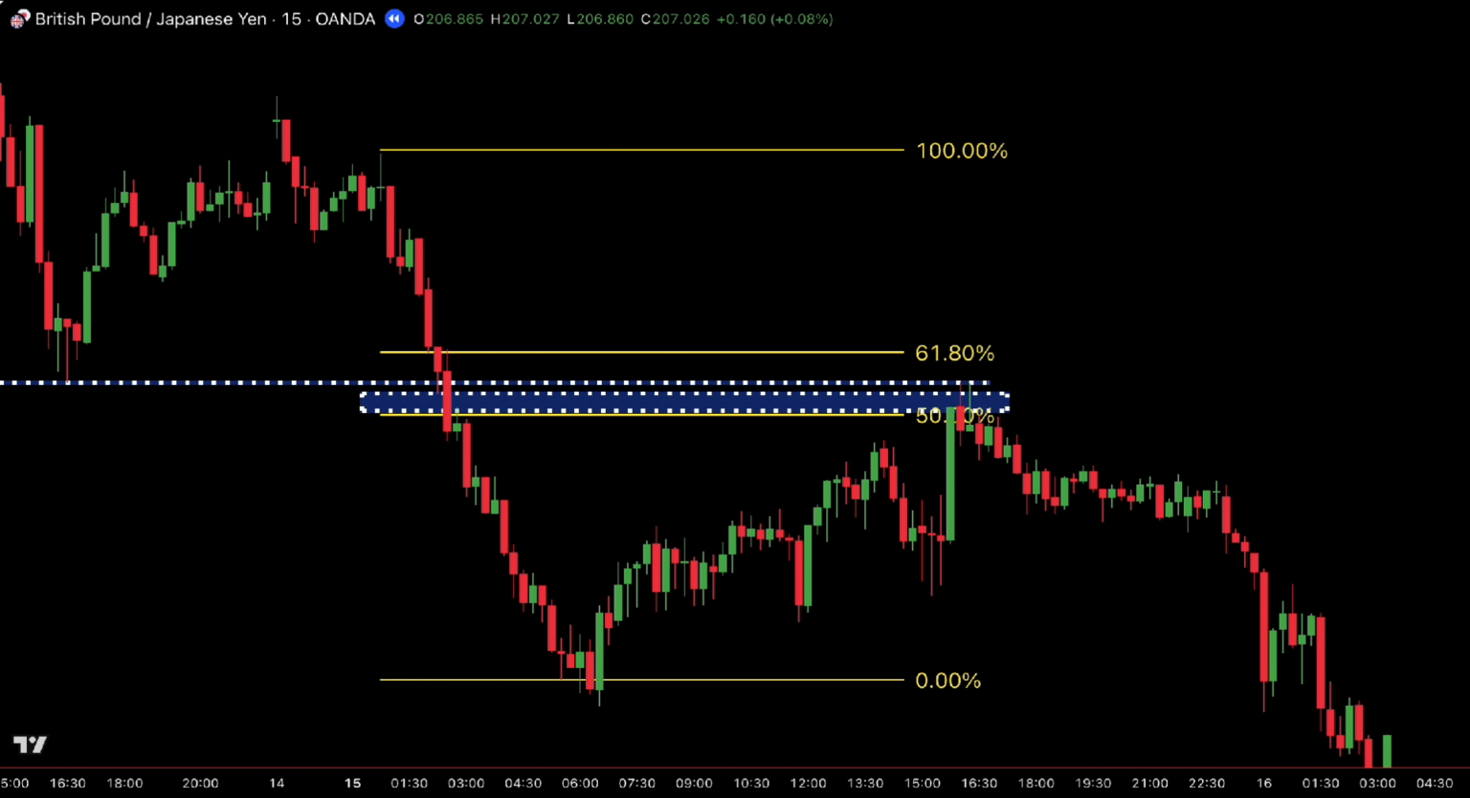However, there is one important thing to remember. Even if a fair value gap forms after a break of structure and aligns with the 50% or the 61.8% Fibonacci level, that still does not mean we should enter immediately. Instead, we wait for price to retrace into the fair value gap and then observe how the market reacts. That reaction is what provides confirmation and separates a high probability setup from an average one.